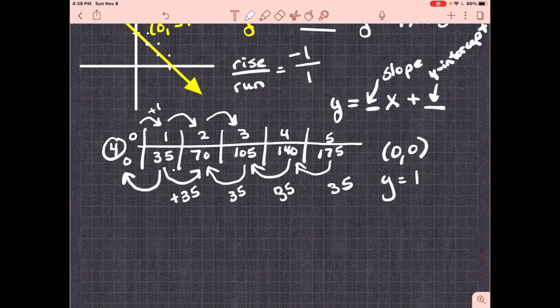It's going to be y equals kx. There is no plus anything here. It would be plus 0, right? Because 0 is the y-intercept. So we just need a slope. Well, we already found out the slope. Remember, slope is the same as d. It's our common difference. And so we can just write this equation, y equals 35x.